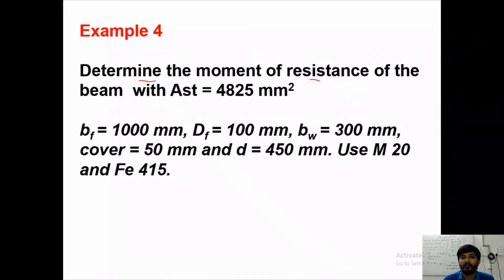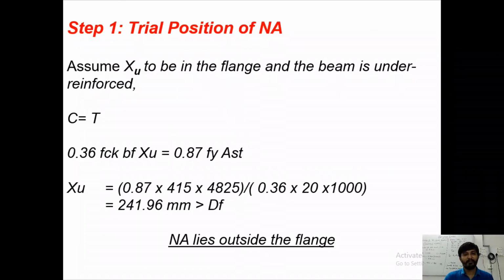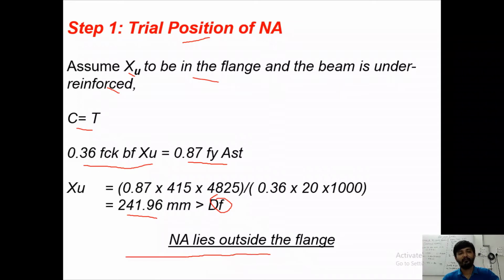Determine the moment of resistance of a beam with area of steel as 4825 mm square. BF is 1000, DF is 100, BW 300, cover 50, effective depth 450, concrete is M20 and steel is Fe415. So step number 1 is always common, trial depth. So assume XU is in the flange and beam is under reinforced. Compression is equal to tension. 0.36 FCK BF into XU is equal to 0.87 FY AST. So you get your XU value as 241.96 mm, which is greater than DF, and therefore neutral axis lies outside the flange.